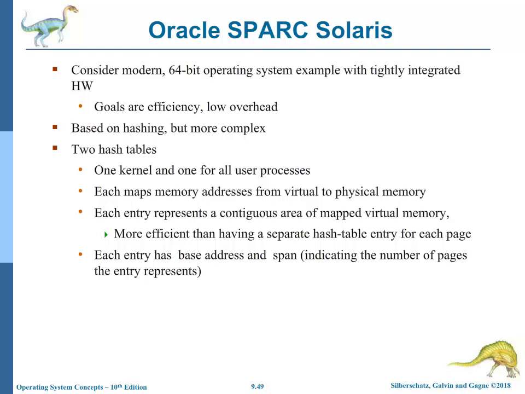There are two hash tables, one for the kernel and one for all user processes. Each maps memory addresses from virtual to physical memory. Each hash table entry represents a contiguous area of mapped virtual memory, which is more efficient than having a separate hash table entry for each page. Each entry has a base address and a span indicating the number of pages the entry represents.